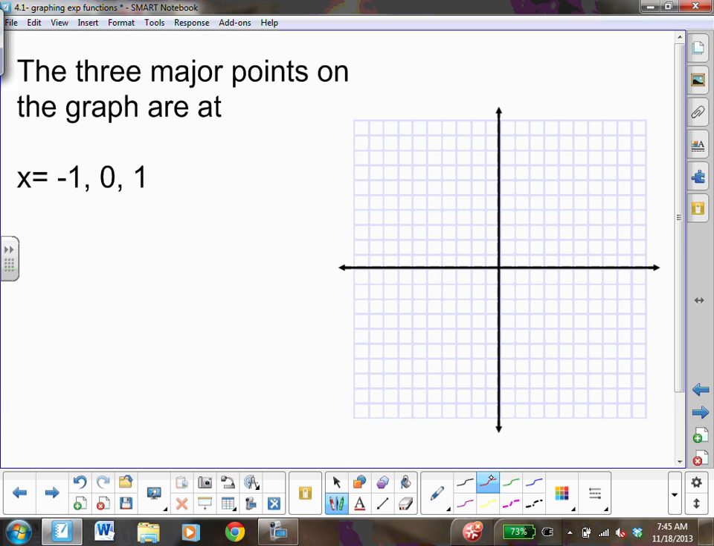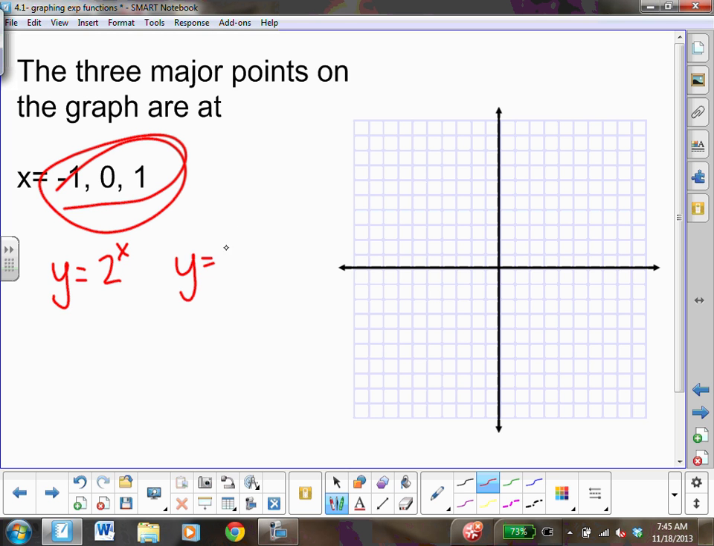Just like when we graph any other function, we always want to focus on our important parent points, okay? We're going to plug in -1, 0, and 1 for x. Now our parent function could be a lot of different things. It could be y equals 2 to the x, y equals 1/2 to the x, or y equals e to the x. It doesn't matter what the parent function is, but you'll figure out your parent points by plugging in x equals -1, 0, and 1.